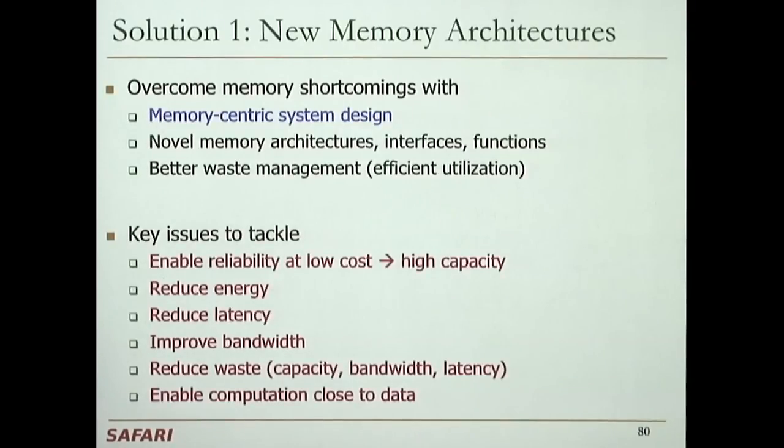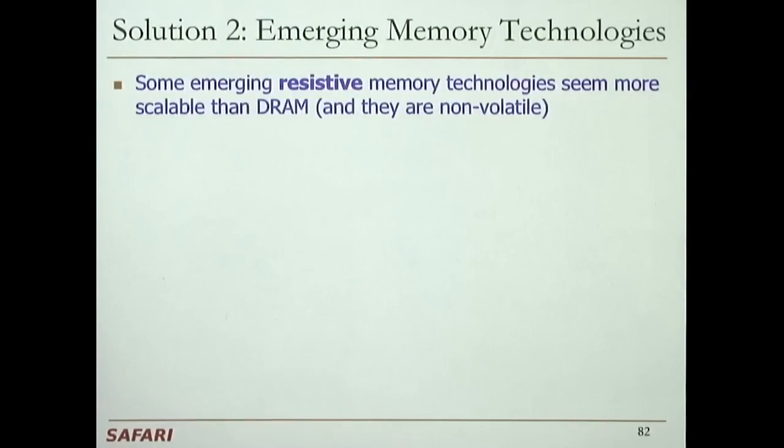We've been examining this solution, right, new memory architectures. It's not just a solution to the scaling problem. It's a solution to the memory problem in general. But we've been looking at a bunch of things over here, more memory-centric system designs, new architectures, new interface, new functions. PIM is all about that, basically, enabling computation close to data. But we've also looked at reducing energy, reducing latency, enabling reliability. We didn't talk as much about bandwidth and reducing waste, but you can imagine things over there. We cannot talk about everything, unfortunately. Otherwise, we would have, I don't know, 2 semesters worth of lectures here. OK, and we've covered some things.